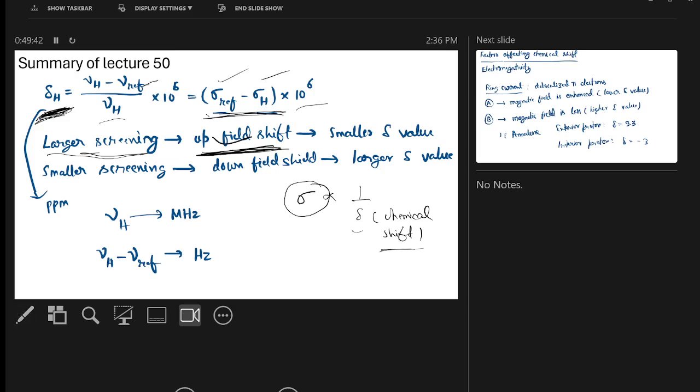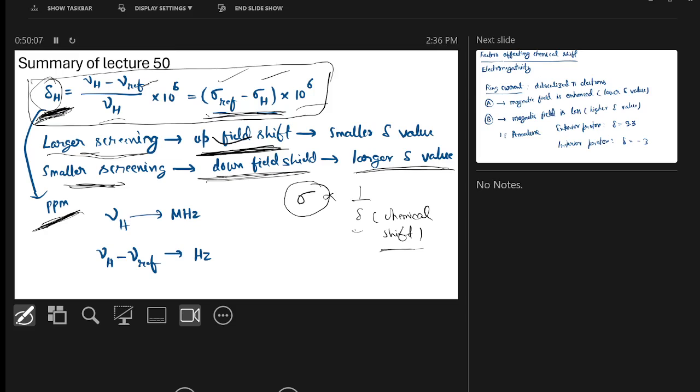And this is called upfield. You will see this in some organic chemistry literature. A smaller shielding is called downfield shift, with a larger delta value. And the unit of this chemical shift will be ppm. So we represent this delta in ppm. Because of this, you can see this equation. This equation was derived there in detail, so you can see it.